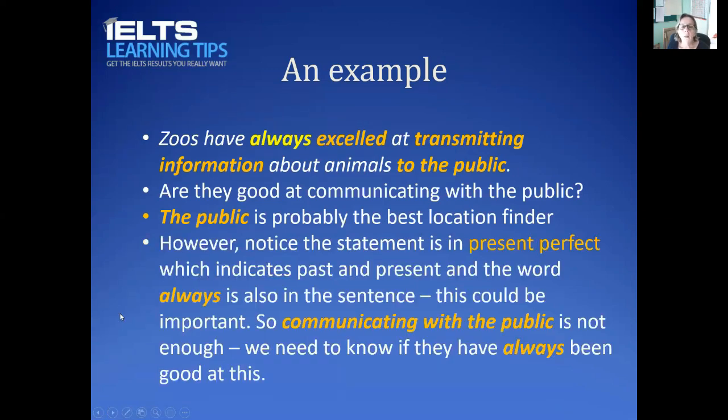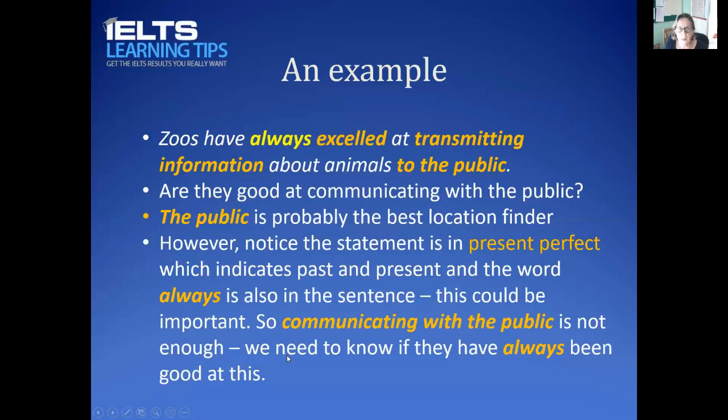But notice that the question is in the present perfect, which tells us that this is a connection between something that happened in the past and now. And the word always tells us something else. So are they good at communicating with the public, which is my paraphrase, is not enough. We need to find out whether they have always been good at this, whether they were good at it in the past, and whether that ability to communicate with the public continued into the present. So we're looking at something a little bit more detailed.